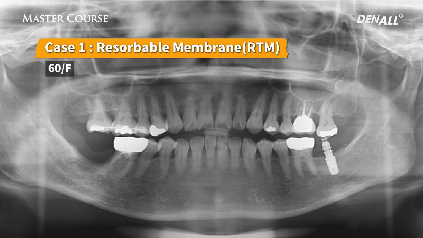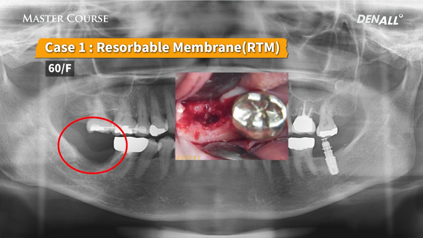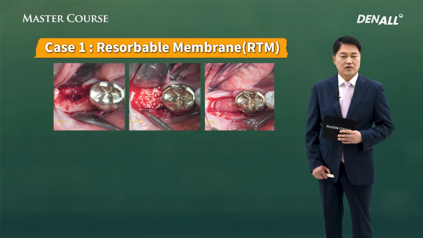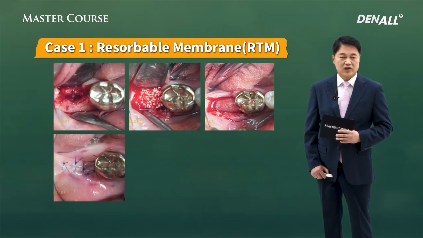A 60-year-old female patient, number 47. After extraction, bone resorption was severe, and it was difficult to place an implant. When I opened the flap, the bone defect was severe and vertical augmentation was required. I used SureOss, and after I used the membrane, I used a resorbable membrane here, and suturing was done.